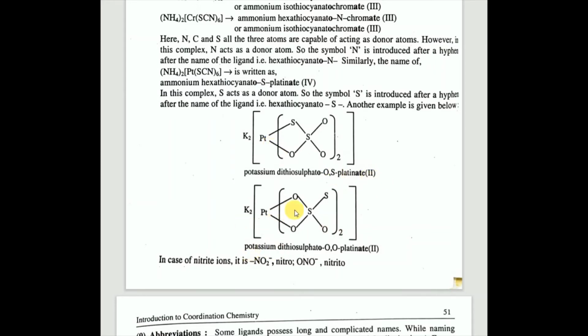In the second example, the oxygens are donors. Both donor atoms are oxygen. There are 2 molecules of thiosulfate, but oxygen is the donor. In the first, there are 2 molecules of thiosulfate, but 1 oxygen and 1 sulfur are donors. Therefore, we write the symbols oxygen and sulfur. In the second example, potassium dithiosulfato-O,O platinate(II). So in the case of nitrite ions, nitrogen or oxygen can be the donor. Therefore, if nitrogen is the donor, nitro. If oxygen is the donor, then nitrito.